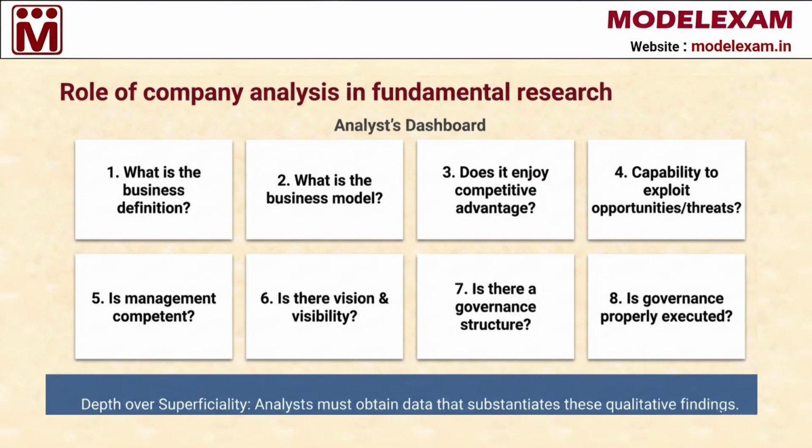Once you have narrowed your focus to the company level, imagine you have an analyst dashboard in front of you. There are 8 critical questions you must answer to assess a company. First, what is the business definition? Second, what is the business model? Third, does the company enjoy a competitive advantage? Fourth, does it have the capability to exploit opportunities and withstand threats? Fifth, is the management competent? Sixth, is there a clear vision and visibility for the future? Seventh, is there a governance structure in place? And finally, is that governance properly executed?